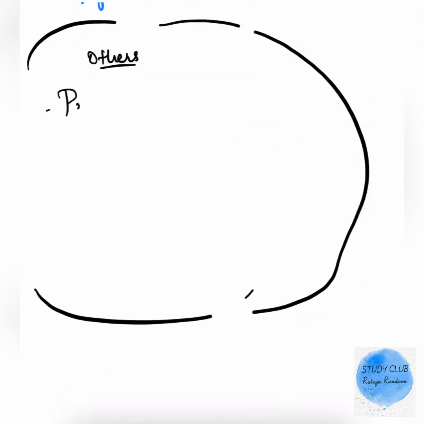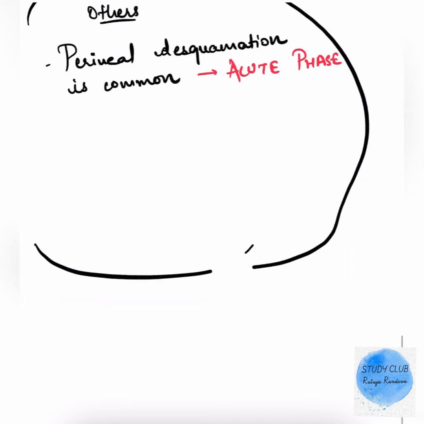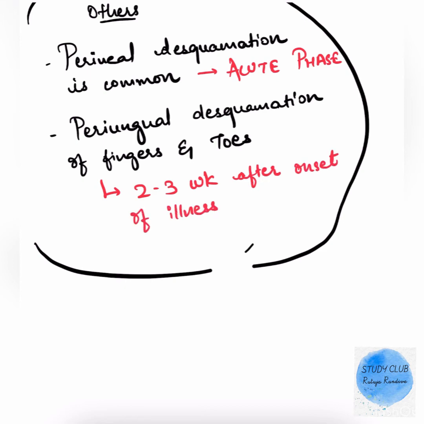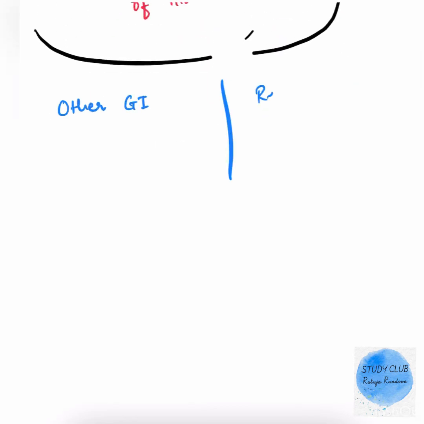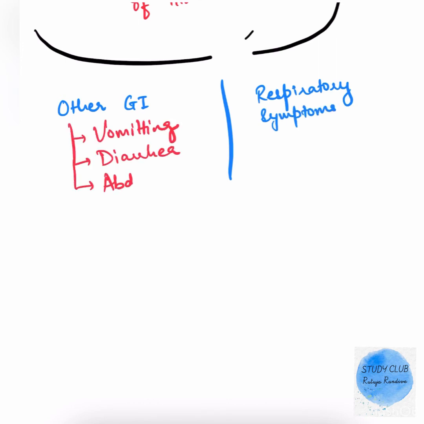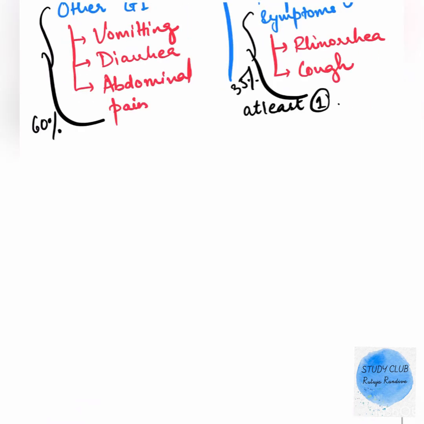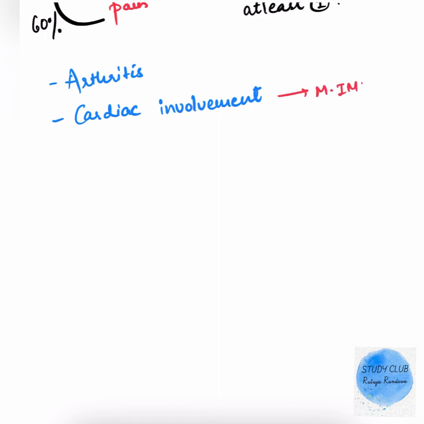Other symptoms apart from these are perineal desquamation, which is very commonly seen in the acute phase. Second is periungual desquamation of fingers and toes, which is seen in the second to third week after the onset of illness. Other GI symptoms and some respiratory symptoms are as follows: vomiting, diarrhea, abdominal pain, which is basically seen in 60% of patients. At least one of the respiratory symptoms, rhinorrhea or cough, is seen in 35% of patients. Other features are arthritis and cardiac involvement, which is very important.